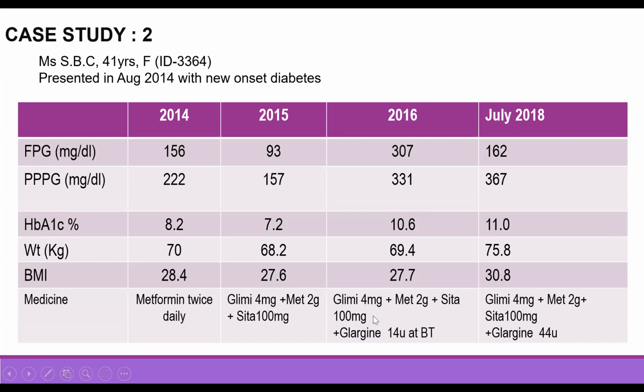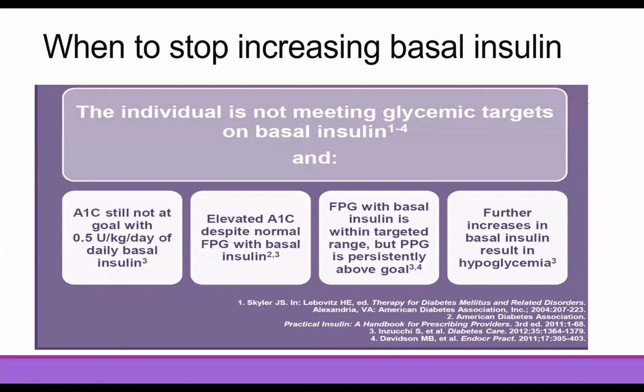Once you have started the insulin therapy, there is further weight gain to 75. Still, the glycemic control was poor, though the patient was receiving glargine of 44 units. So that is a huge amount of glargine per patient, more than 30 units. And possibly it is time that we have to intensify the insulin therapy, because glargine alone will not be sufficient to control the glycemic level.